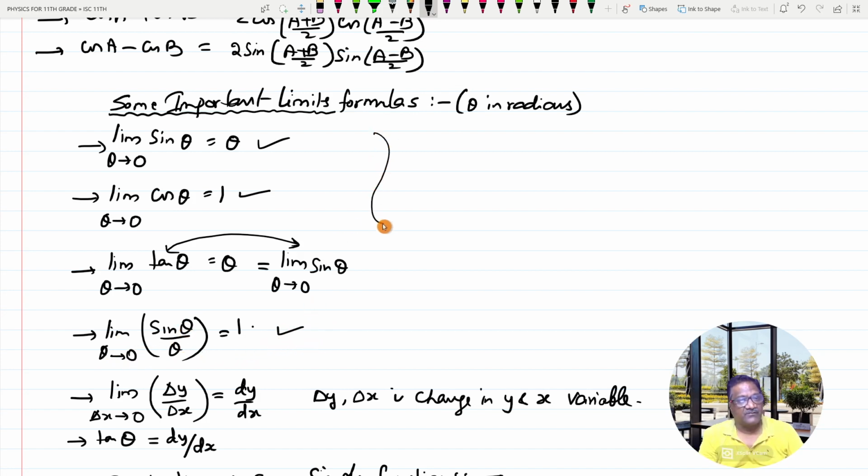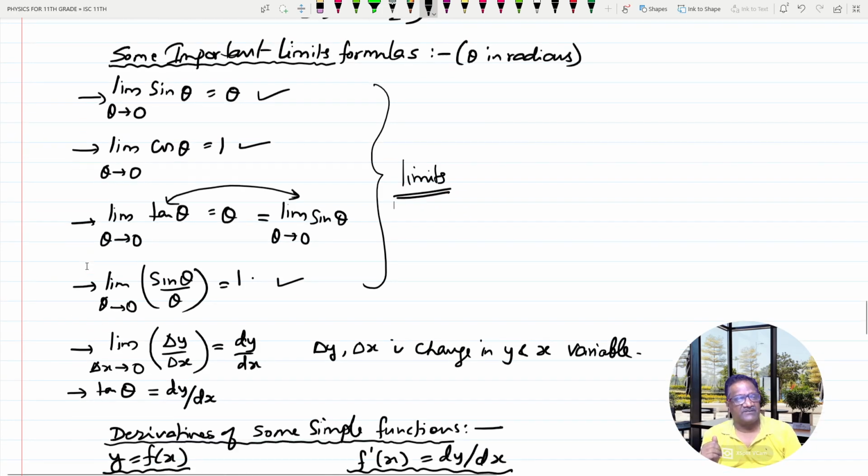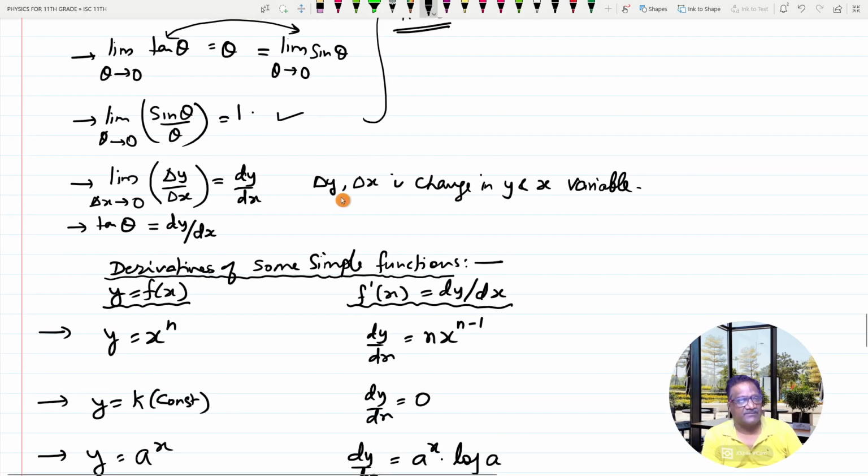Now these are the formulas of limits. Limits is a concept in mathematics. This also we will be discussing in detail when we deal with the subject mathematics. Apart from this limit, one more thing that is important is the limit of delta y upon delta x as delta x tends to 0, which is known as dy by dx. This dy by dx is known as the derivative, or you can say differentiation.